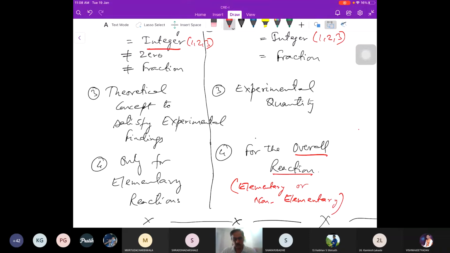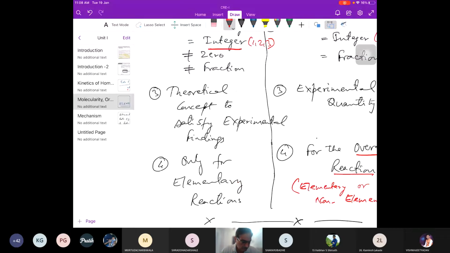Any questions or doubts on comparison of molecularity and order? ये भी बहुत बार एग्जाम में आता है, so you should be able to write this comparison. Any questions? ठीक है, there are no questions, and we'll proceed to the next topic.